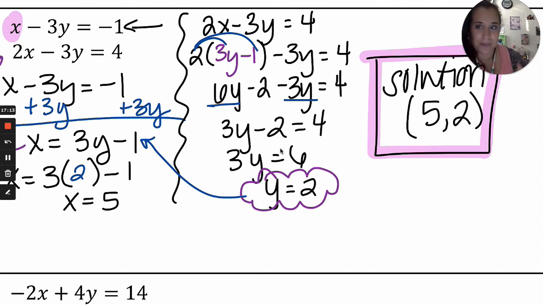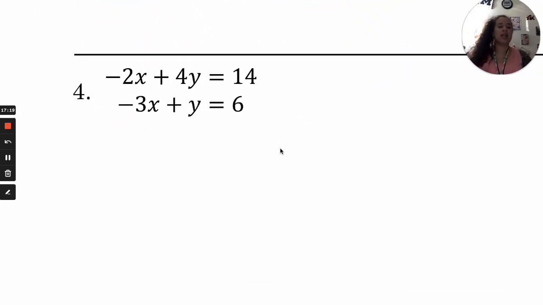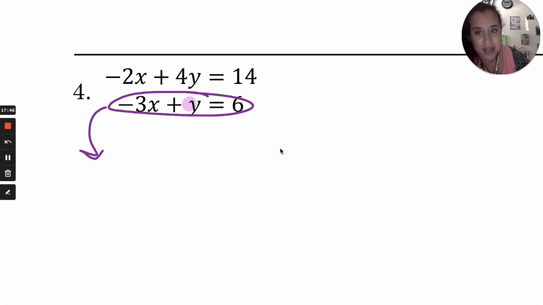All right, so let's look at number 4. Same idea as number 3. They're not solved for a single specific variable, so I need to find one and solve for a single specific variable. Okay, so I notice that the second equation has a plain old y. There's no coefficient, it's just straight up y. So let's solve it for y. Okay, let's get y by itself. So y is equal to 3x plus 6.